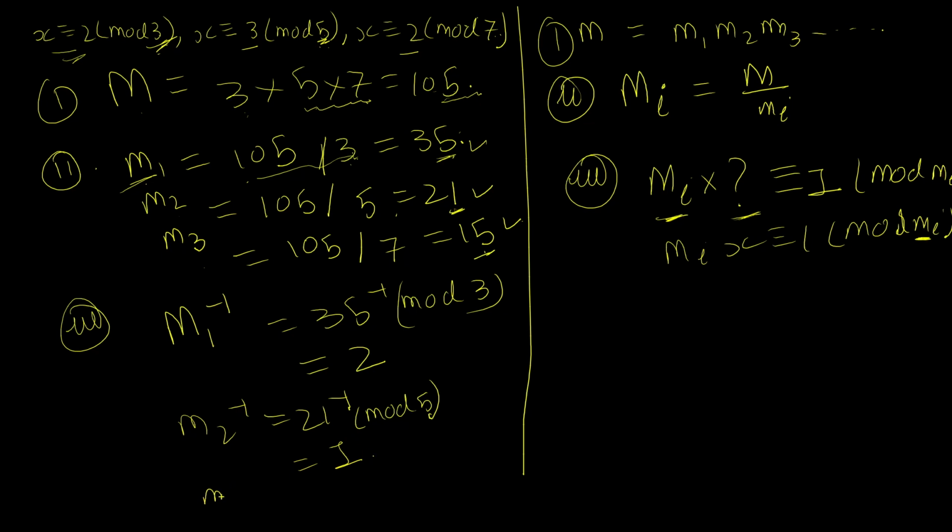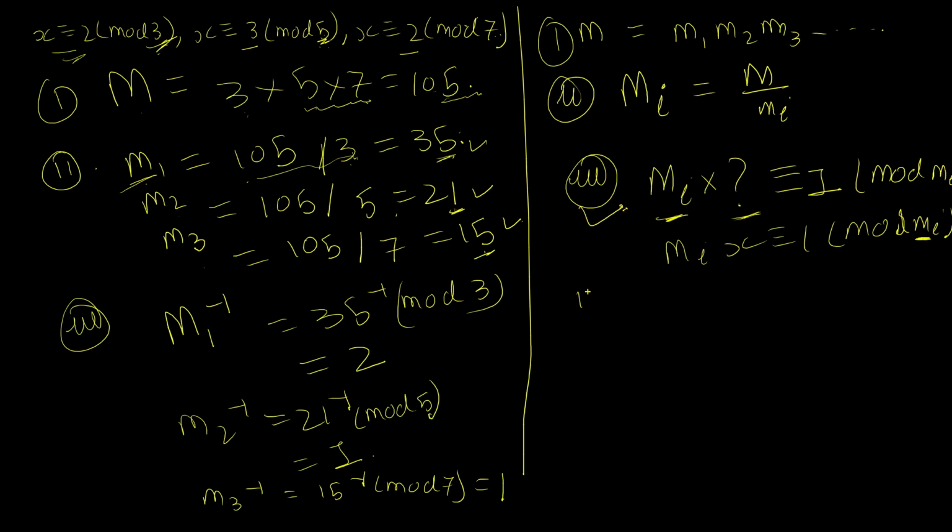And similarly, the inverse of M3 would be the inverse of 15 mod 7. And this is also equal to 1. Because 15 times 1 is just 15 and that when divided by 7 leaves a remainder of 1. Okay, so I have successfully calculated the modular multiplicative inverses of these numbers 35, 21 and 15. And therefore I have completed step 3.